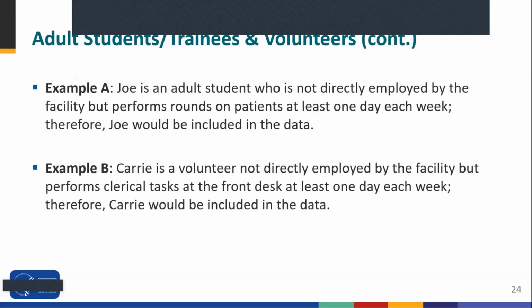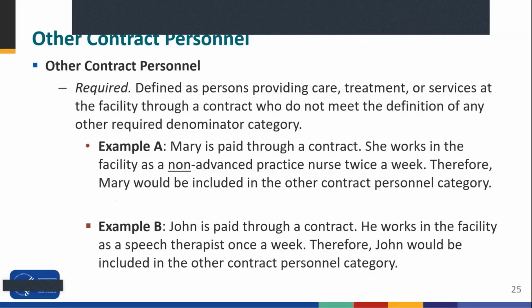Resident A is an adult student who is not directly employed by the facility, but performs rounds on patients at least one day each week. Individual B is a volunteer not directly employed by the facility, but performs clerical tasks at the front desk at least one day each week. The final category, other contract personnel, is defined as persons providing care, treatment, or services at the facility through a contract who do not meet the definition of any other required denominator category. Here are two examples of other contract personnel who would be included in the data.